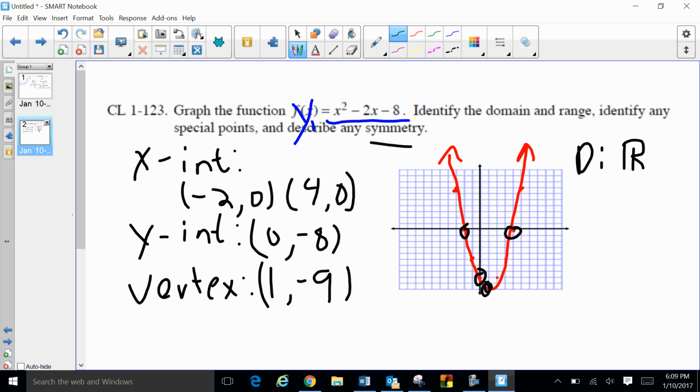Range is the y-axis, which goes up and down. So we go bottom to top with the range. At the bottom, the lowest it goes is right down here at -9. At the top, though, it goes on forever. So we would say that y is greater than or equal to -9. We say greater than because it points up. The numbers are getting bigger. So y is greater than or equal to -9.